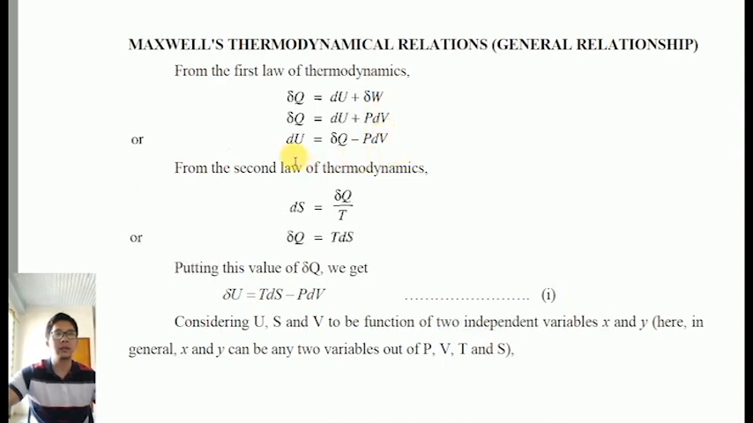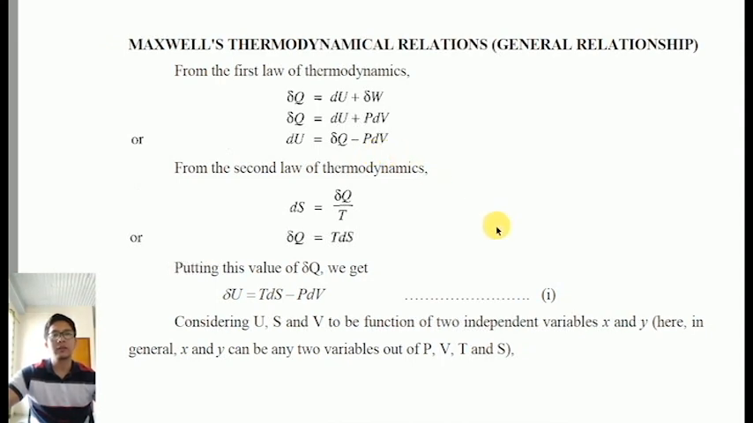From this equation we get change in internal energy equal to change in amount of heat minus work done, that is PdV. From the second law of thermodynamics we have change in entropy equal to change in amount of heat, that is del Q divided by temperature. So del Q, change in amount of heat, equals the product of temperature and change in entropy. Now putting this value of del Q equal to TdS, we get dU equal to TdS minus PdV.